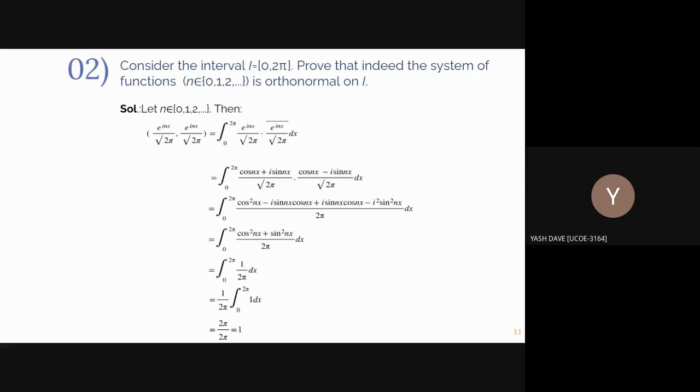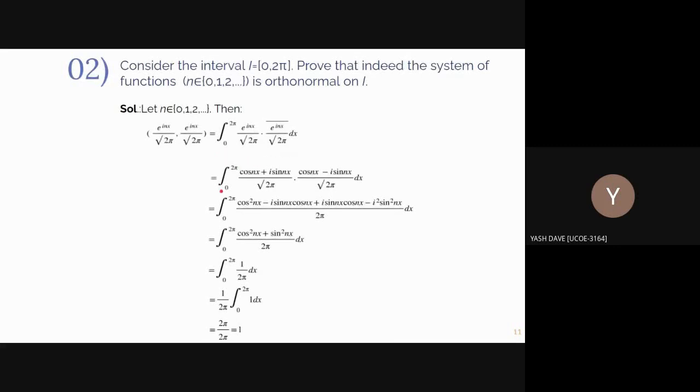I am here to explain one of the sums on an orthonormal set of functions in Fourier series. So the question is: consider the interval I equal to 0 to 2 pi, and we need to prove that the system of functions, where n belongs to 0, 1 up to infinity, is orthonormal on I. Here n belongs to 0, 1 up to infinity, then the inner product of e raised to inx by root 2 pi, comma e raised to inx by root 2 pi, is equal to the definite integral from 0 to 2 pi of e raised to inx by root 2 pi into the conjugate of e raised to inx by root 2 pi dx.